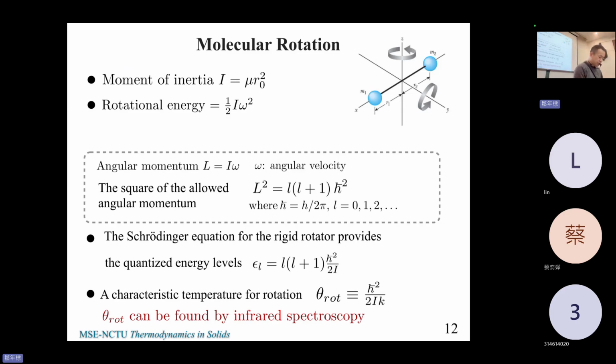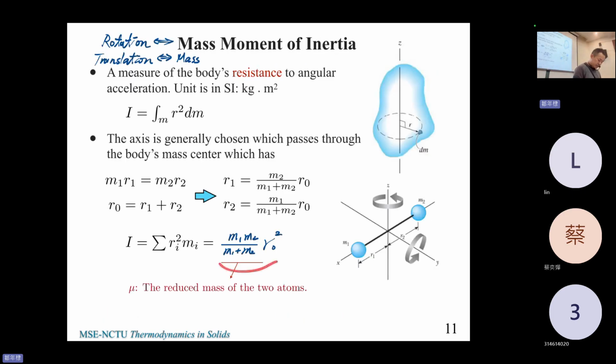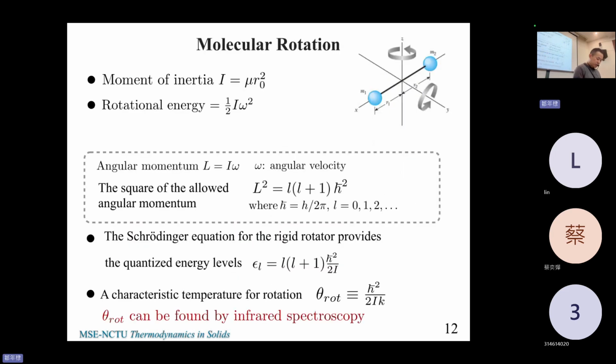So next we are going to use this I. I equals mu r naught squared. We just learned that, right? And what is rotational energy? Rotational energy becomes half I omega squared. Wow, what does that mean? Don't worry. If you understand mass, you will understand this. If you understand translation, you will understand this.